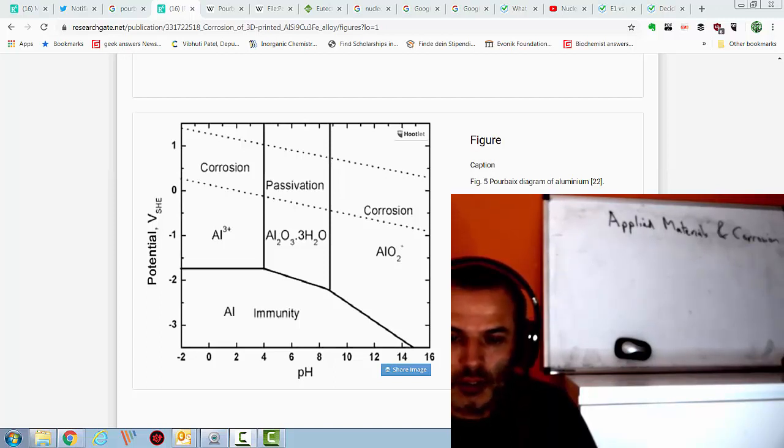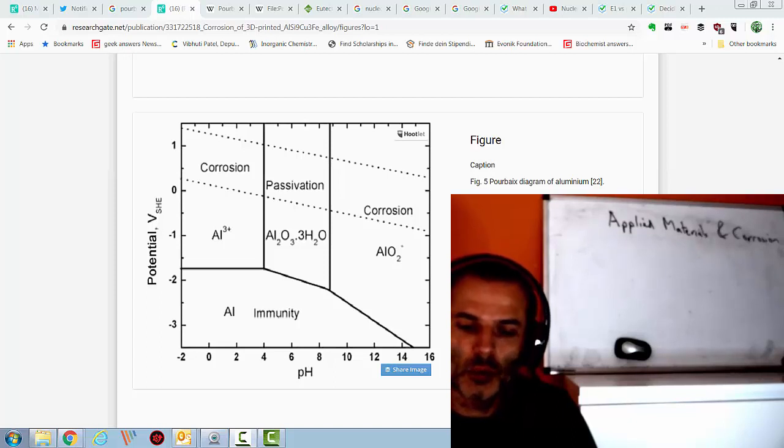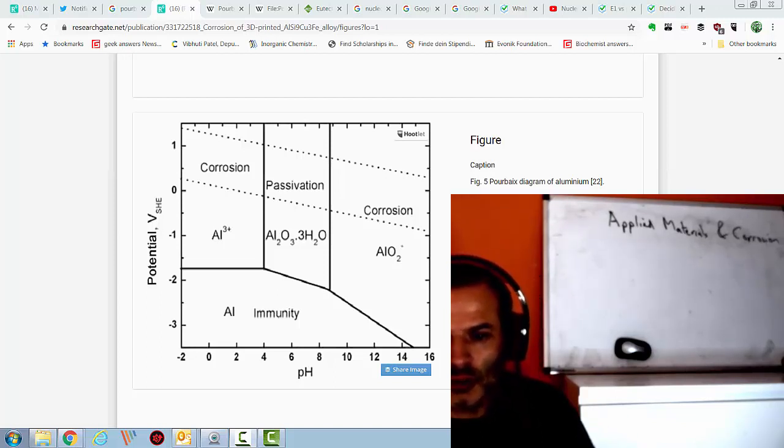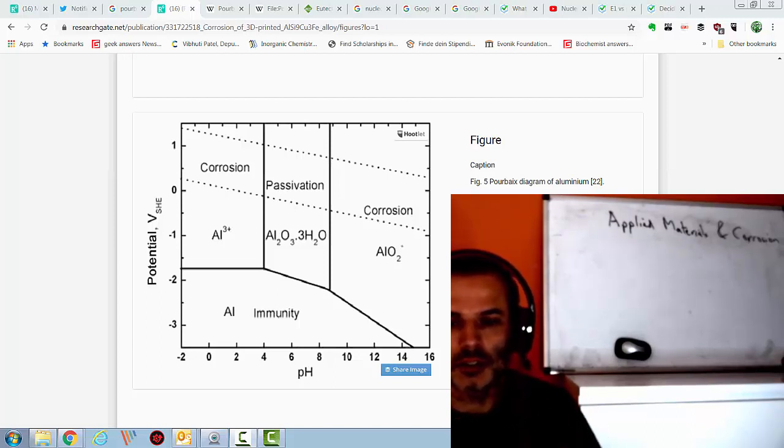Above pH 9 it corrodes, it says corrosion, but above pH 9 the stable form of aluminium in water is the aluminate anion. Below pH 4 the stable form of aluminium in water is the aluminium 3+ ion, so it also corrodes very strongly. Here it says corrosion, passivation, corrosion. There are two dotted lines on this diagram which we should probably address.